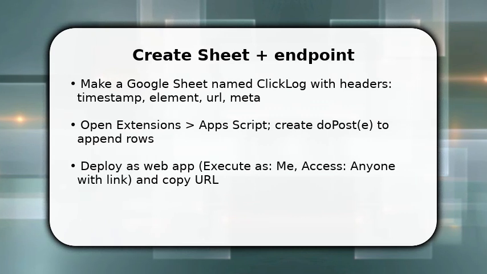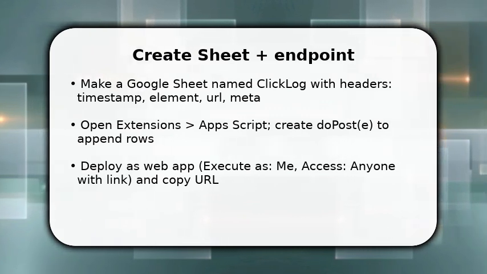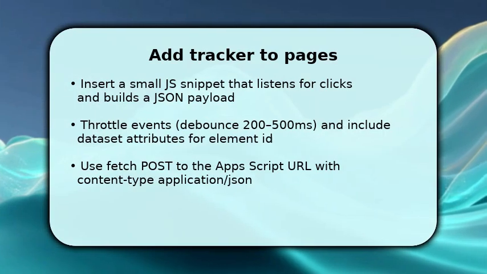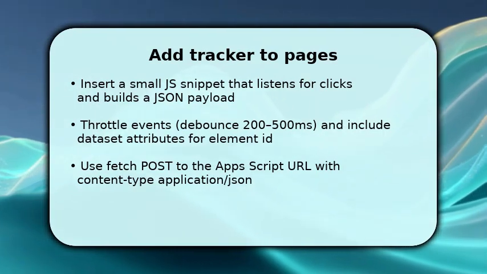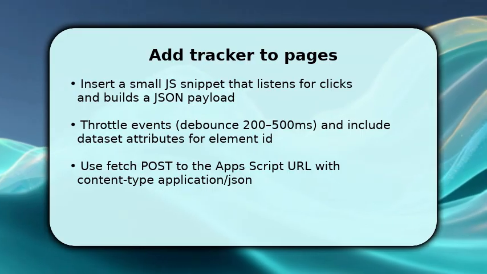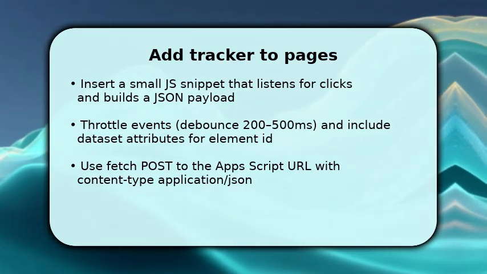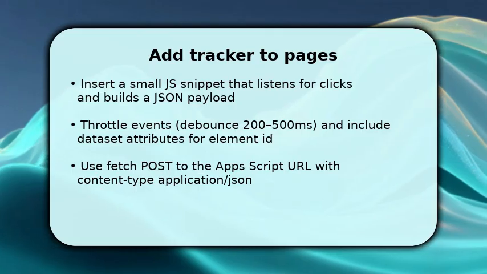Next, add a lightweight JavaScript tracker to your pages that listens for click events and creates a JSON payload: timestamp, element selector or data attributes, page URL, and optional user meta. Once done, debounce the handler by 200 to 500 milliseconds to avoid duplicates and high volume.